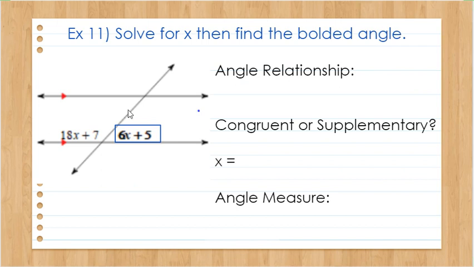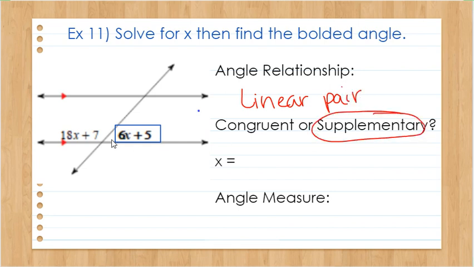Example 11. State the relationship. First, we have both angles on the inside, but they're on separate sides of the transversal. However, they're not on alternate sides, so they're not alternate interior. They would be a linear pair because they are sharing a side. They're touching. So a linear pair. That means together they're going to add up to 180. They're supplementary because they make this straight line here.